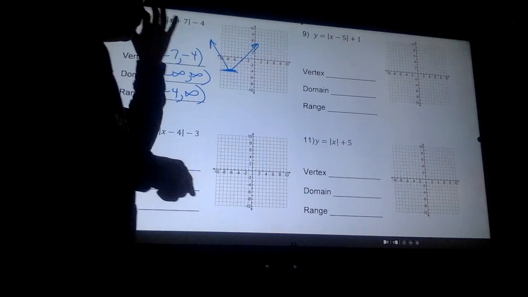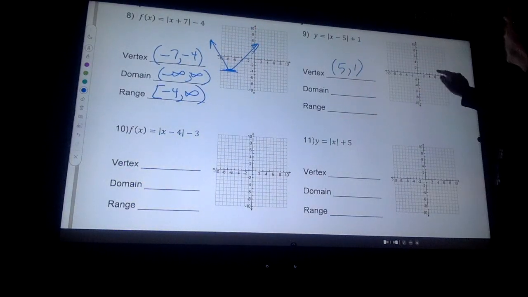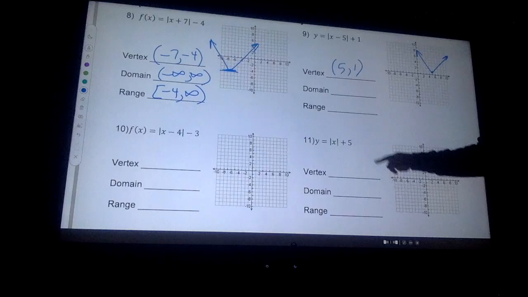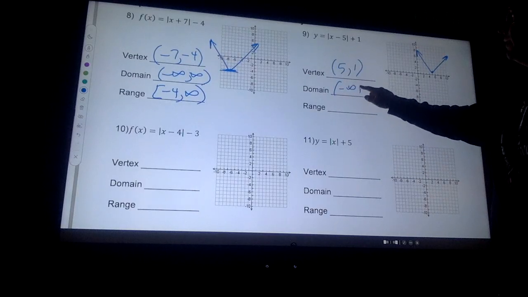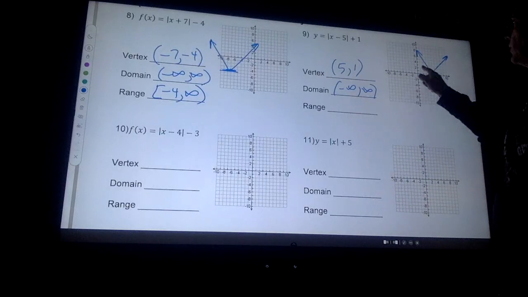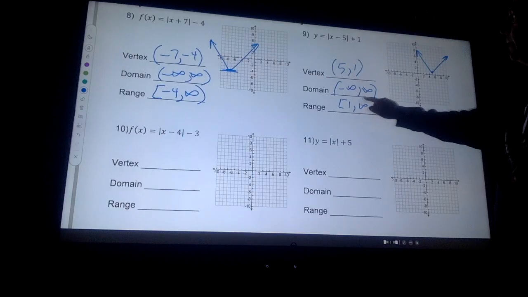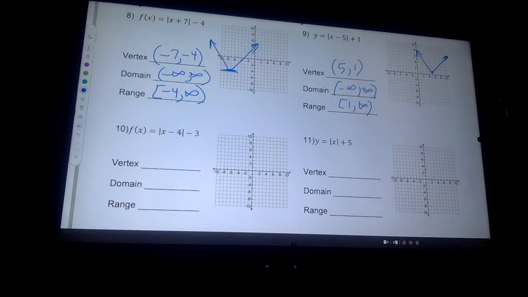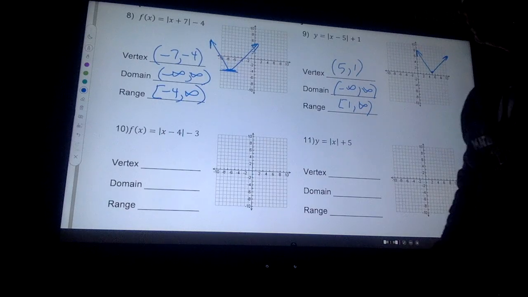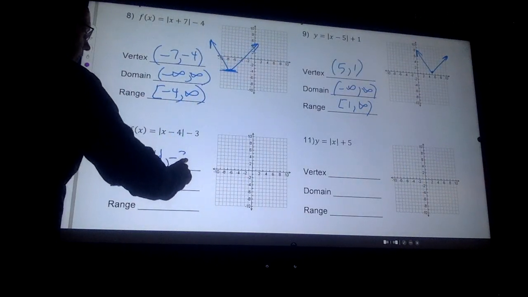For number 9, the vertex is going to be at 5, 1, which is here. And then our absolute value looks like that. Our domain will go from negative to positive infinity because it goes forever this way and that way, left and right. Our range is going to go from 1 to infinity. And notice I use the square bracket because that is a point. And that's how we're going to do it. Number 10, our vertex is going to be at 4, -3.